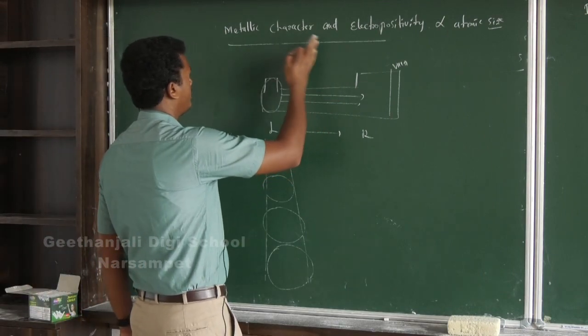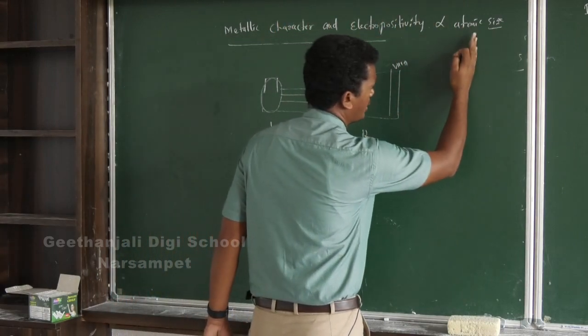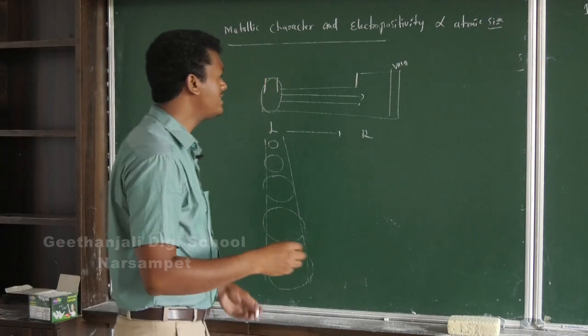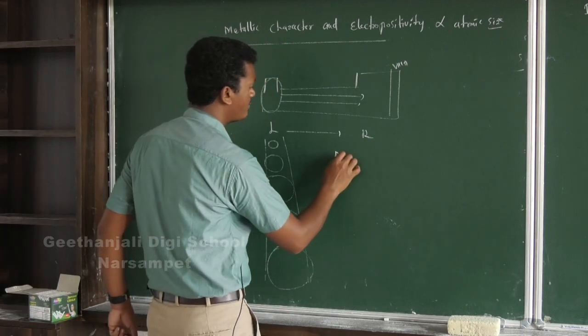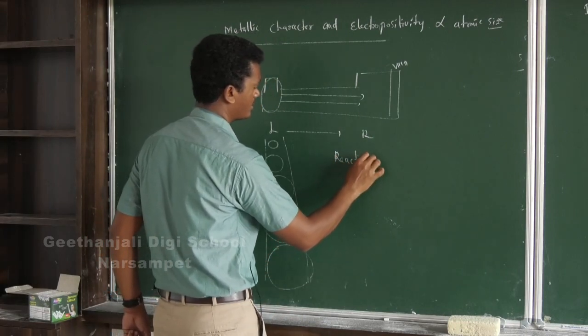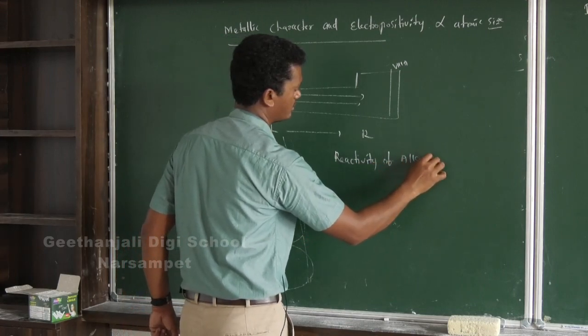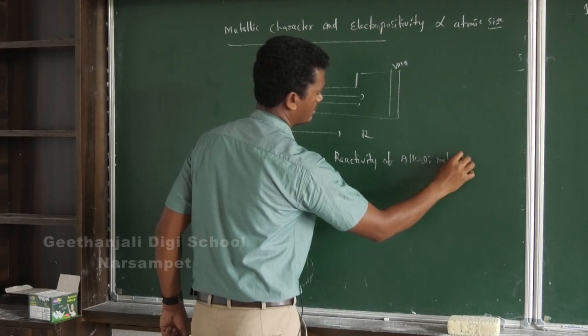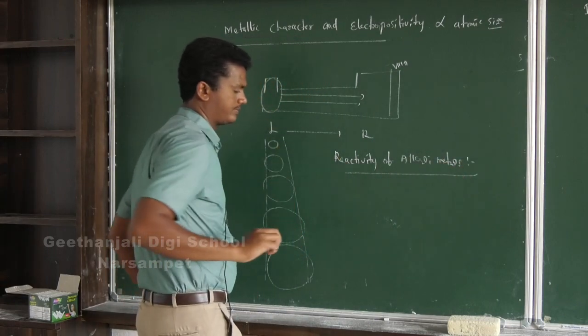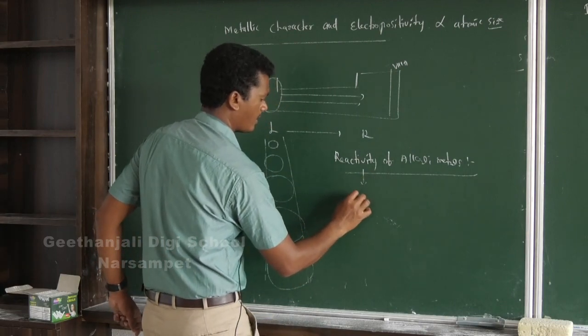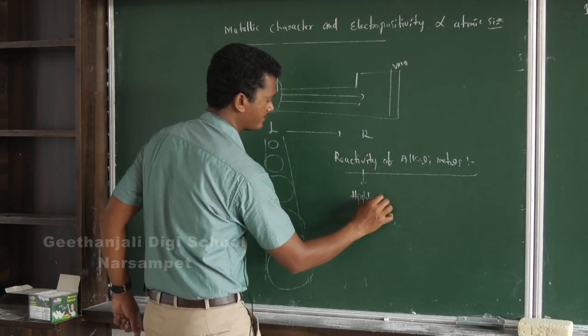This electropositivity, large atomic size and low ionization potential decide the reactivity of these first A group elements. Reactivity of alkali metals: alkali metals are highly reactive metals.